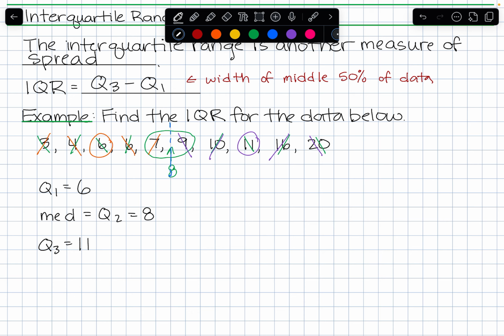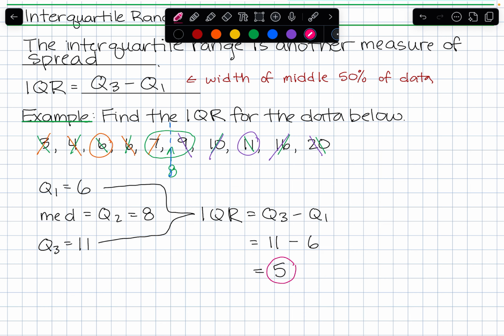And I know that it's Q1 and Q3 that I use. IQR equals Q3 minus Q1, which is 11 minus 6, which is 5. So the interquartile range for this data set is 5. Half of my data set sits between 6 and 11 inclusive, and that takes up 5 spots on the number line.